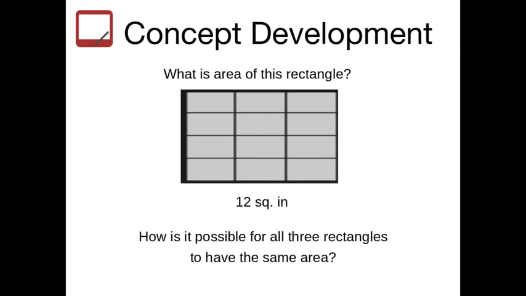So how is it possible for all 3 rectangles to have the same area? They look different, but they have the same area. Well, remember when we talked about decomposing and recomposing our rectangles? Basically, what we did is we took the same amount of square units, we broke them apart, and we put them in a different order. And when we did that, we ended up with the same 12 square inches, but they were just in different places.